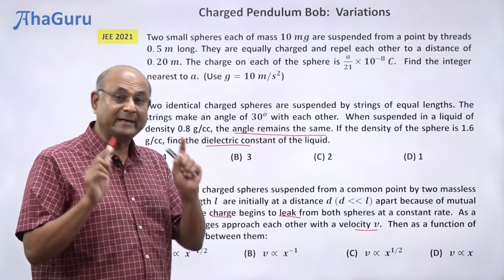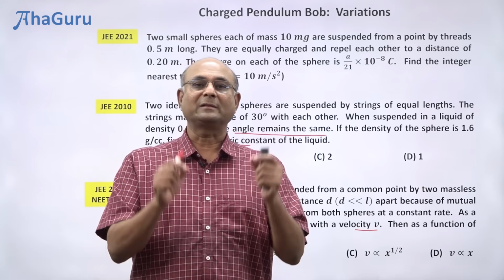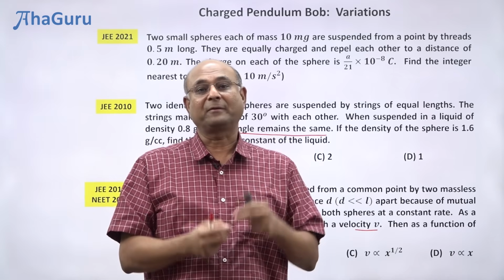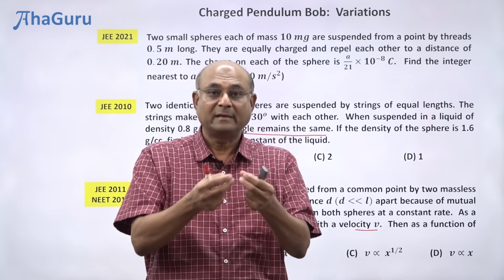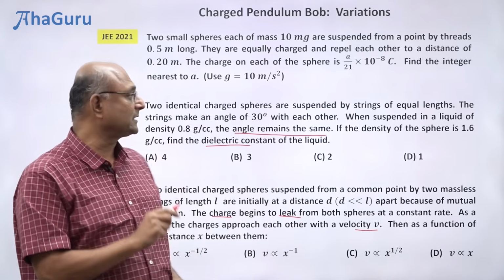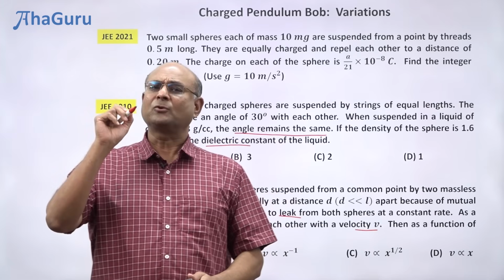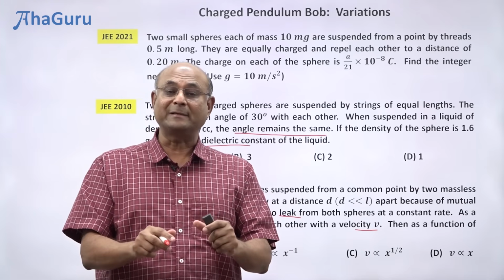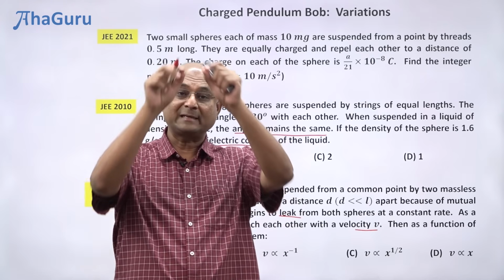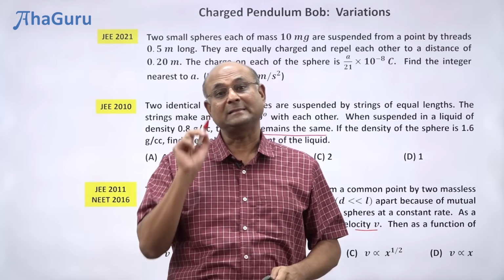So these are three different questions. They look different, but all are based on the same principle: when you have charged bobs hanging from a string, the strings will swing away from each other because of Coulomb repulsion. So we're going to learn how we can approach each of these questions. For this, we need to understand what happens when you have two charged objects tied to a point by strings.